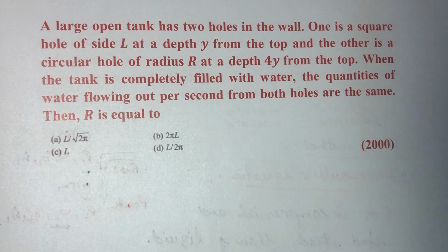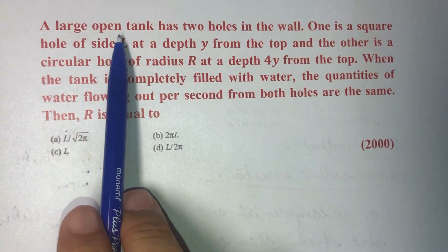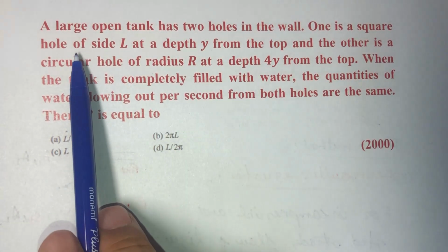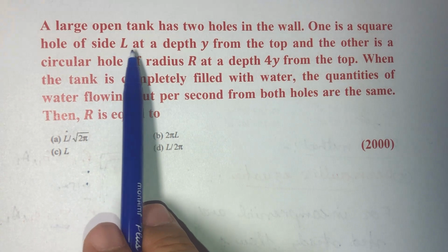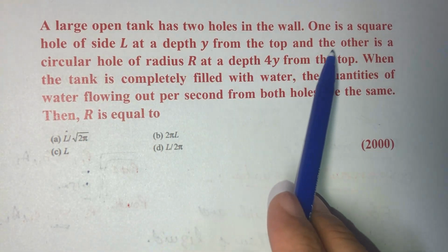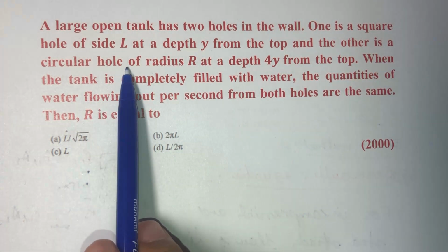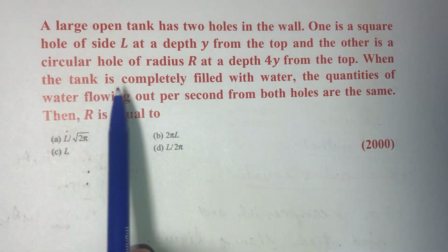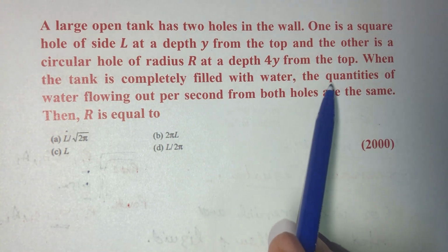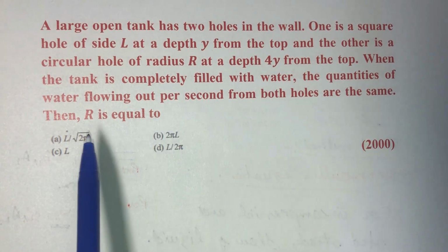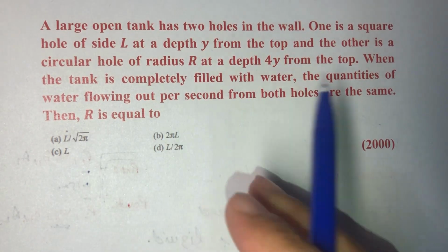Hello friends, in today's question, a large open tank has two holes in the wall. One is a square hole of side L at a depth y from the top, and the other is a circular hole of radius r at a depth 4y from the top. When the tank is completely filled with water, the quantities of water flowing out per second from both the holes are the same. Then r is equal to?